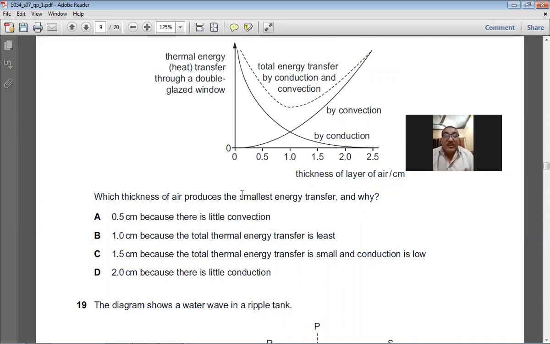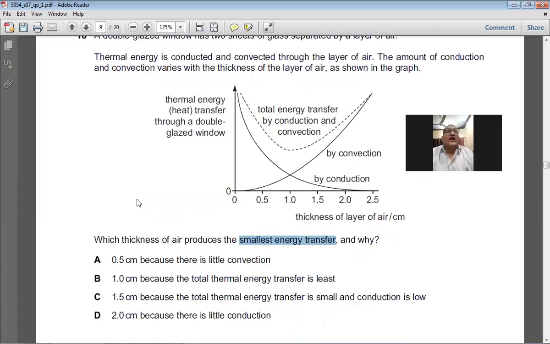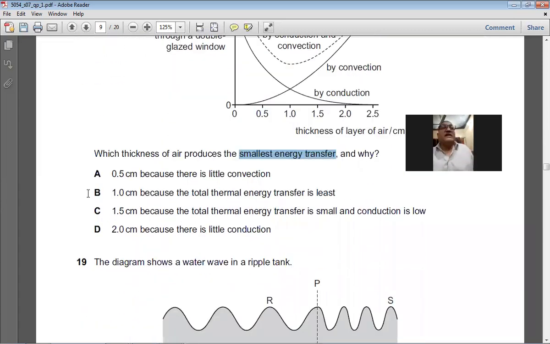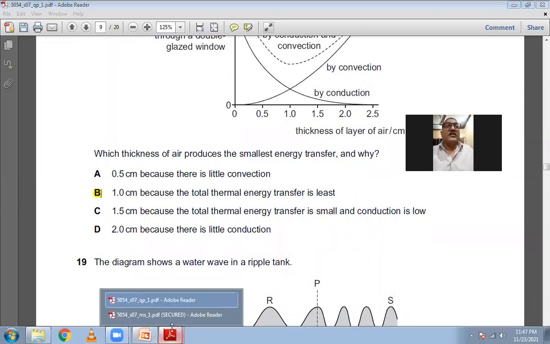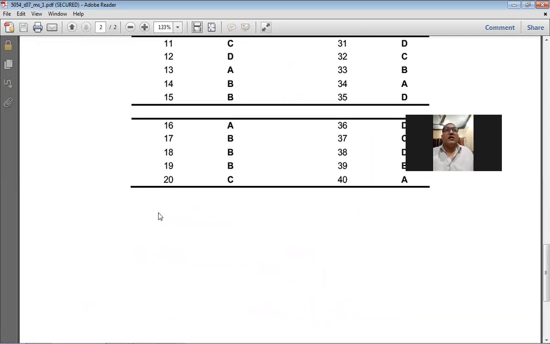So which thickness of the air produces the smallest energy transfer? So 1 centimeter, because the total thermal energy transfer is least. So I think question number 18, B looks the right option, sir. Let's check. B is the right option.